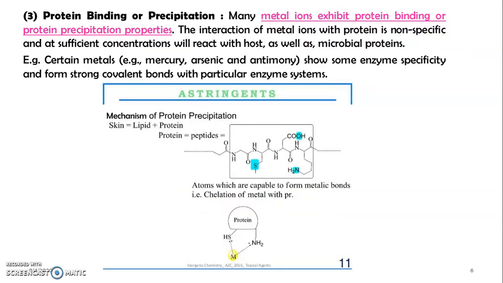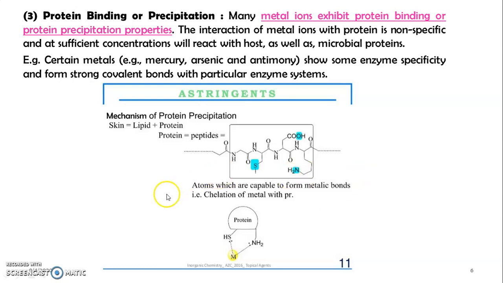Third way of the mechanism of action of antimicrobial agents is protein binding or precipitation. Many metal ions exhibit protein binding or protein precipitation properties. The interaction of these metal ions with the proteins is non-specific and at sufficient concentration will react with the host as well as microbial proteins.